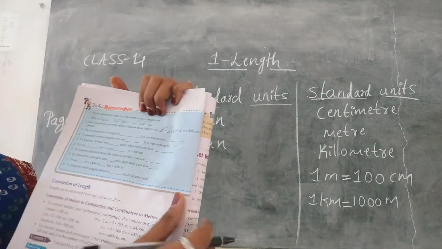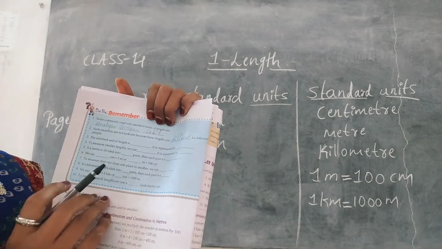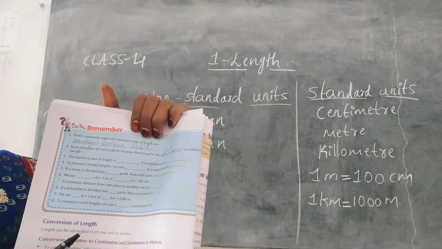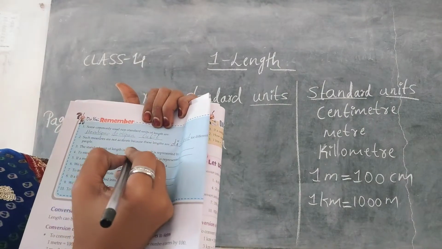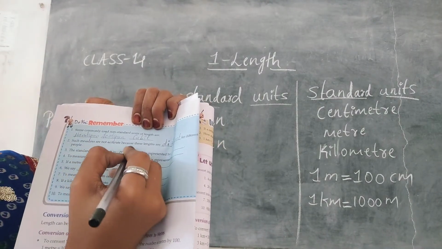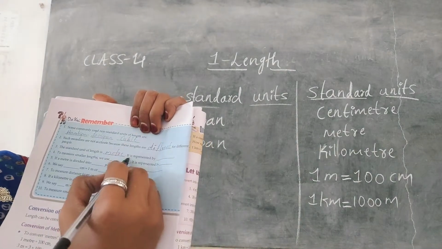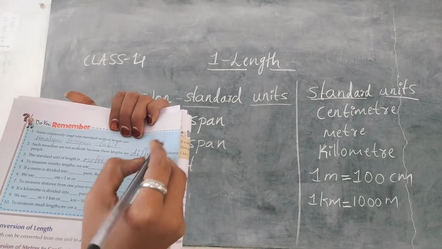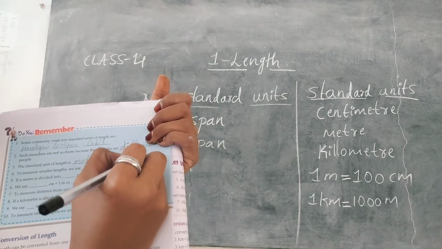Next, the standard unit of length is, so which is the standard unit of length? Meter. Meter is the standard unit of length. So write here meter, M-E-T-R-E, meter. And it is represented by small m.